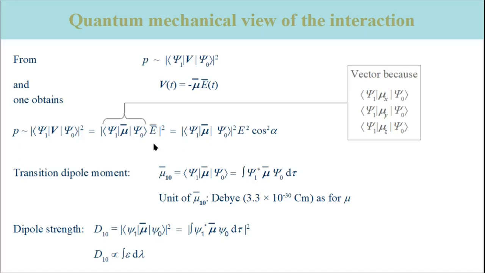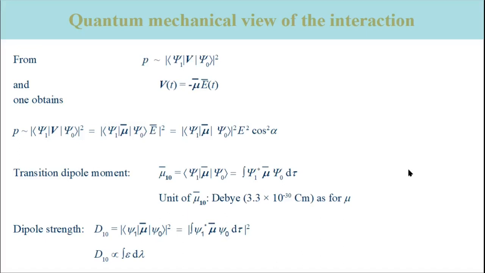This is because the dipole moment operator has three components, one for each direction in space. So the term in brackets represents actually three scalar products, one for the x direction, one for the y direction, and one for the z direction. In other words, the term in brackets is a vector. So when we evaluate this expression, we have to consider the direction of the vectors and have to multiply their length with the cosine of the angle between them, which I have named alpha. With this, the transition probability becomes proportional to this expression.